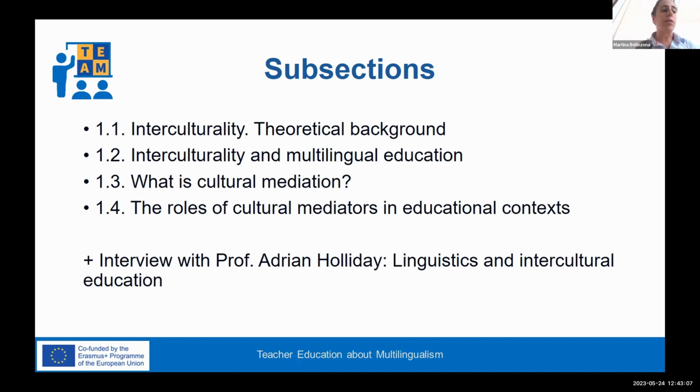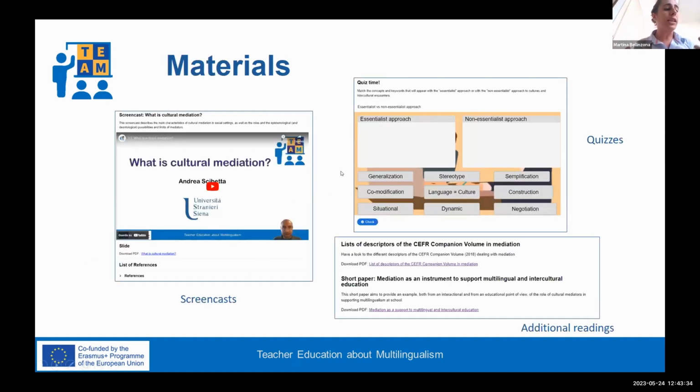First, focusing on the theoretical background of the concept of interculturality, and then looking at the link between these and multilingual education. After that, we move on to examining the notion of cultural mediation, then applied to educational contexts, looking at what a cultural mediator is not, what he or she is, and what he or she could be. All these topics were also explored in an interview held by my colleague Andrea Scibetta with Professor Adrian Holiday.